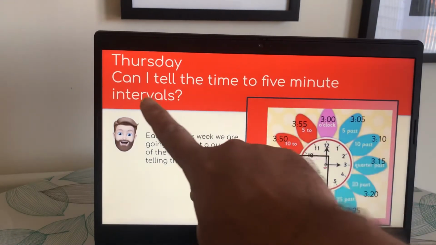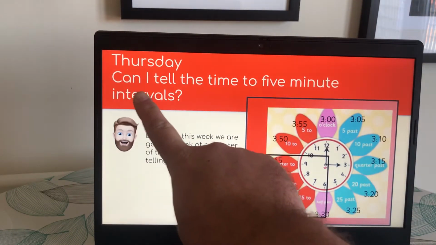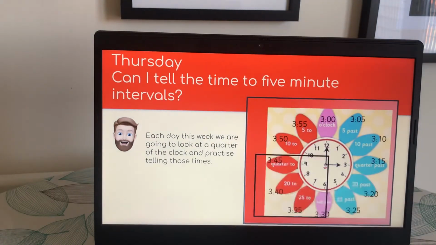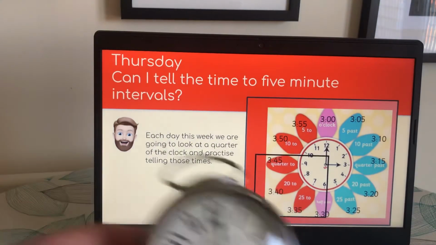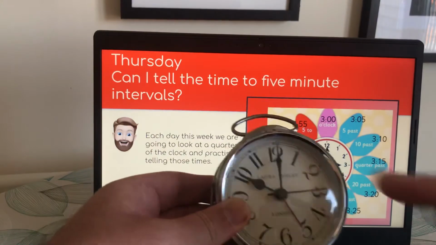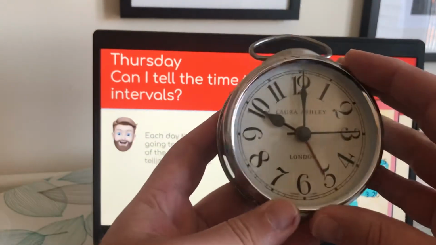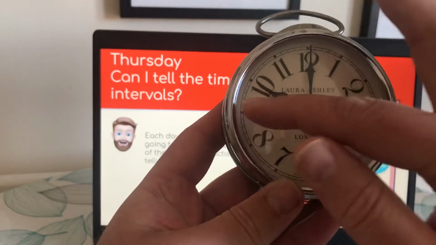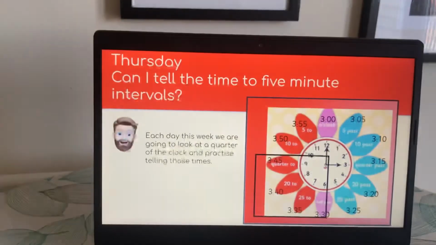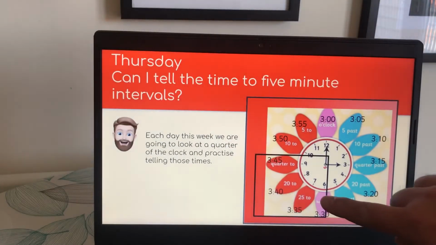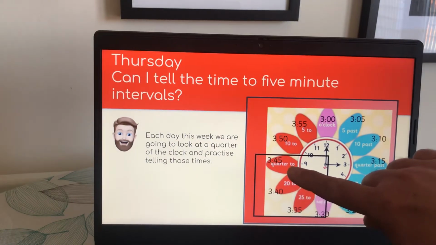Hello everyone. So we're still working on the same learning question. Can I tell the time to 5-minute intervals? And on Tuesday and Wednesday we practiced learning the first half of the clock. So now we're going to do this section, the third quarter. Okay, so we're going to practice half past again, 25 to, 20 to and quarter to.